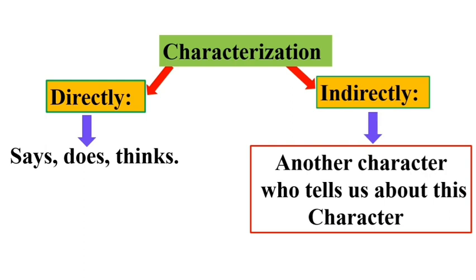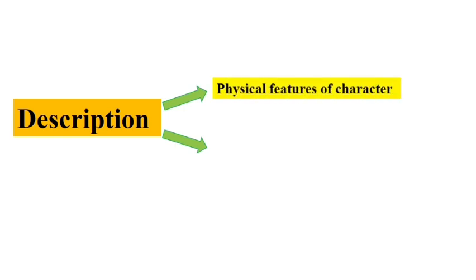Okay? Now, there is another important point. In terms of characterization, usually we have description of two points. We have description of the physical features of the character, and description of the personality of the character. So again, in terms of characterization, a character is described or introduced to us in different terms. Either we have a physical description of the physical features of the character, or we have description of the personality of the character, or we might have both. Let's see which we have in this novel.